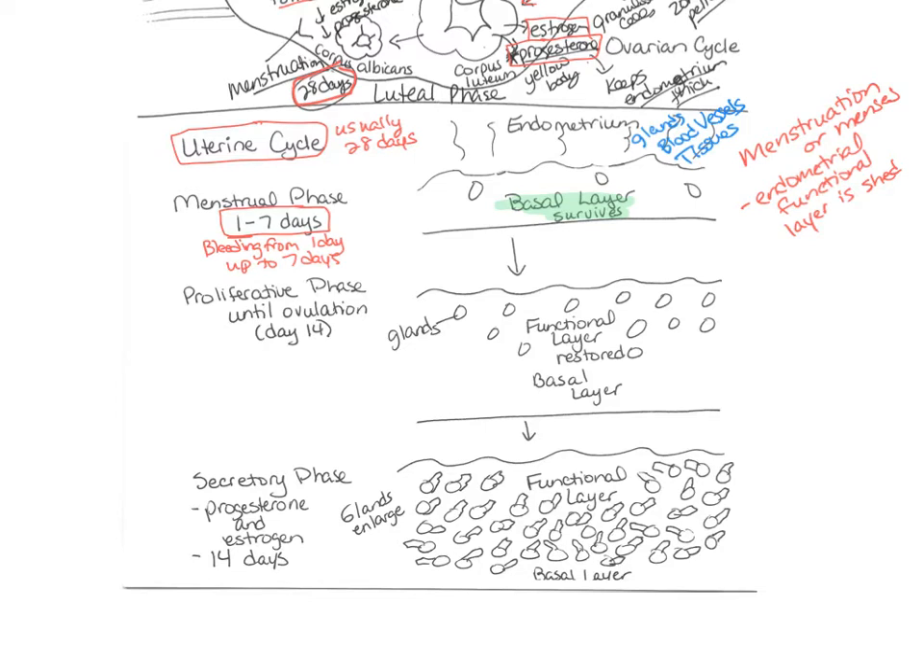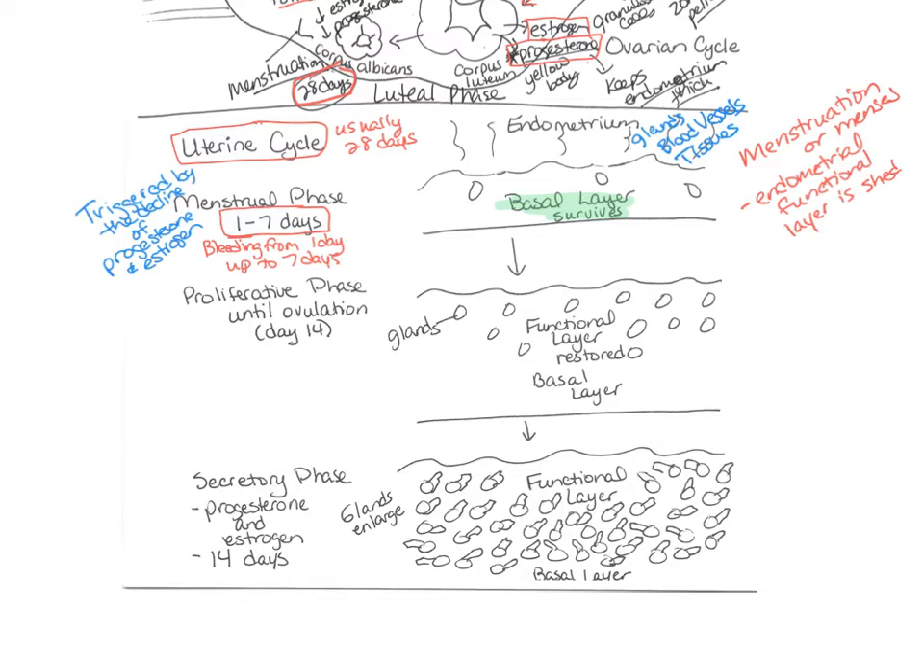The menstrual phase is triggered by the plummeting of estrogens and progesterone. Remember, that occurred as the corpus luteum degenerated into the corpus albicans, and estrogen levels and progesterone levels plummeted, and then that's going to trigger the menstrual phase to begin.